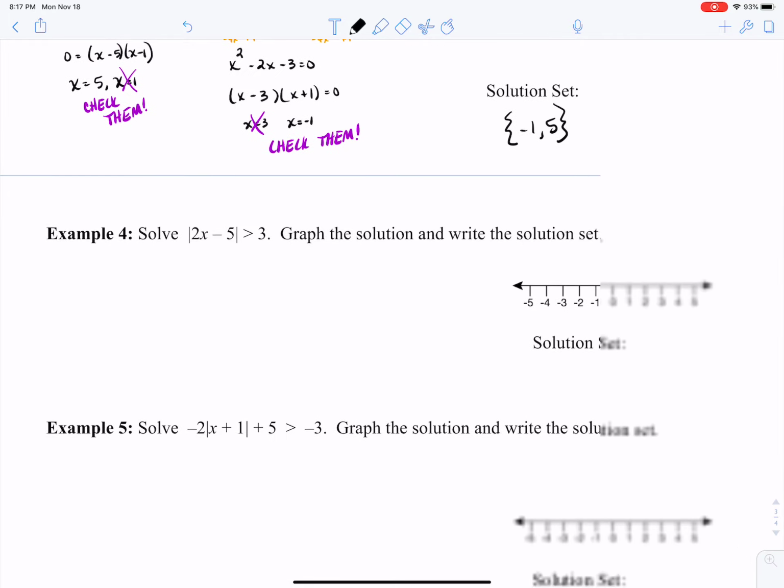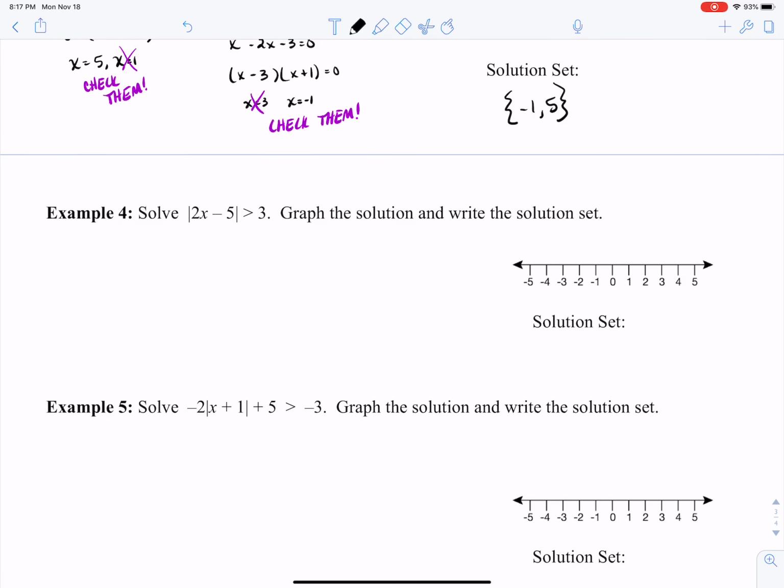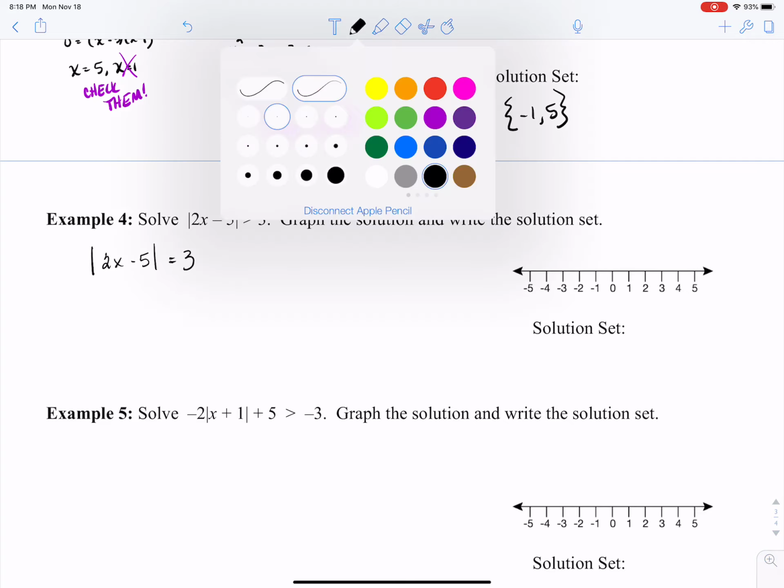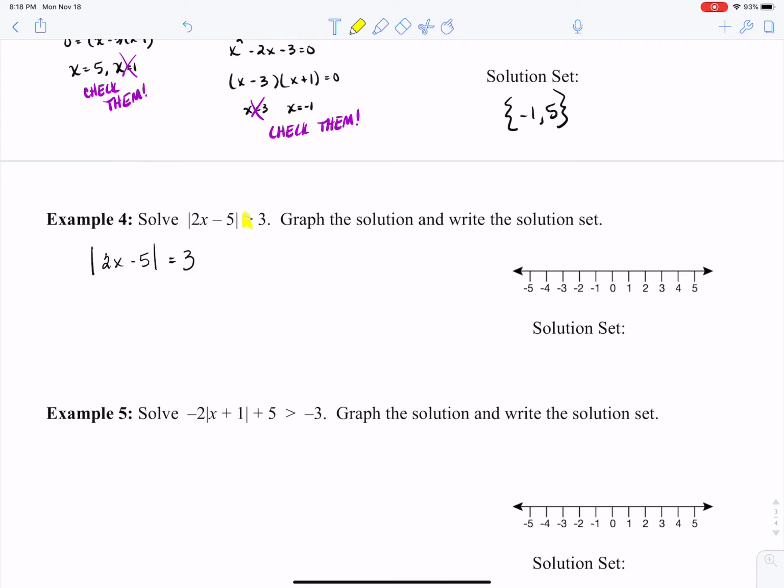So the best way to do this is probably going to involve a graph. And what I'm going to do, I just want you to pretend for just a minute that you have an equation. Just for a minute. So let's take this greater than symbol and let's turn it into an equal sign. And hopefully you watched the last video and you know how to do this.